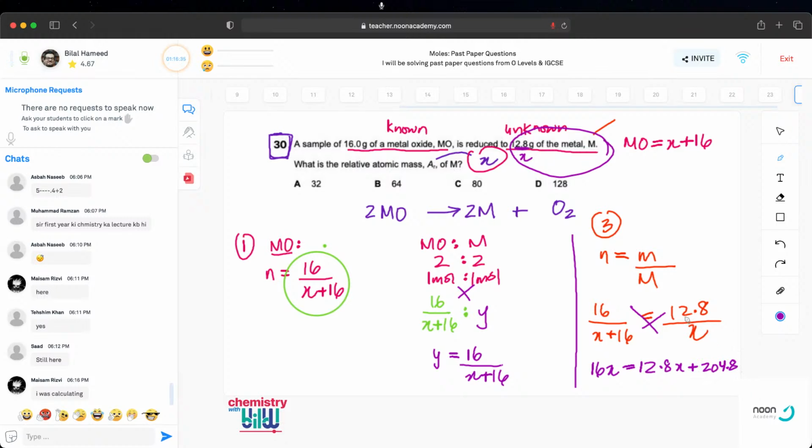16x is equal to 12.8x plus 204.8. So what do I have? 204.8 divided by 16 minus 12.8. I get x as 64.